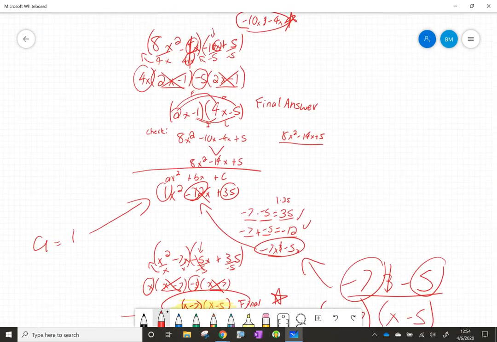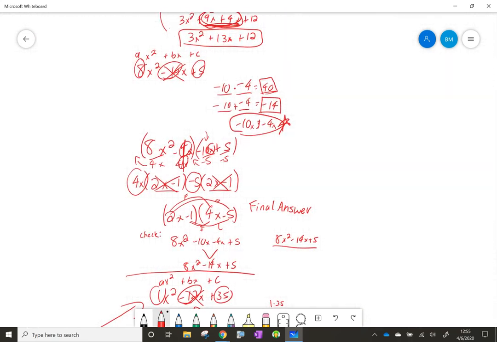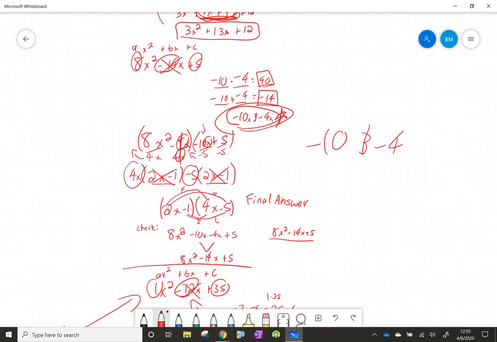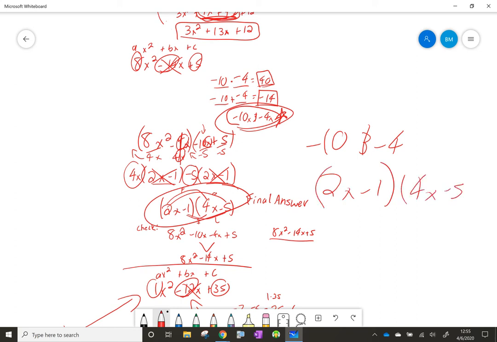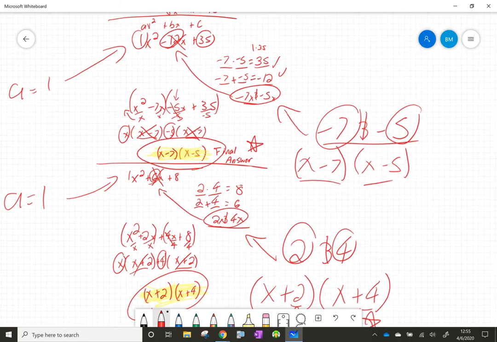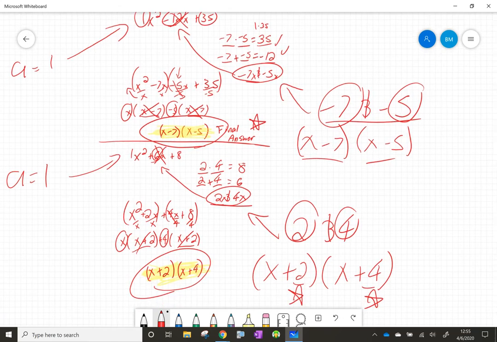Now, let me point that out. This is not what happened in previous problems, right? Previous problems like the 10 and the 4, remember we had -10 and -4 as our numbers up here. Those two numbers did not appear in our final answer at all. Remember, our final answer was 2x minus 1 and 4x minus 5. So those two numbers did not appear in our final answer at all. But it did happen in these two problems, for -7, -5, and for 2 and 4.